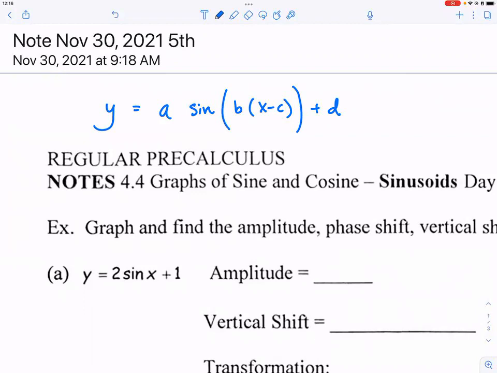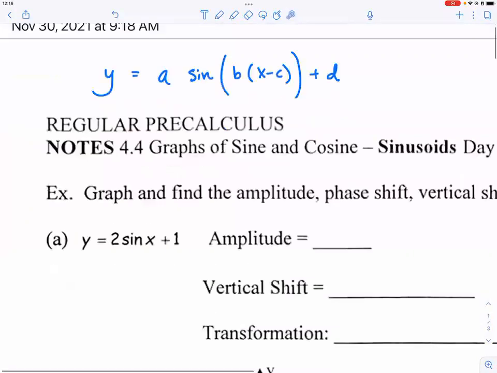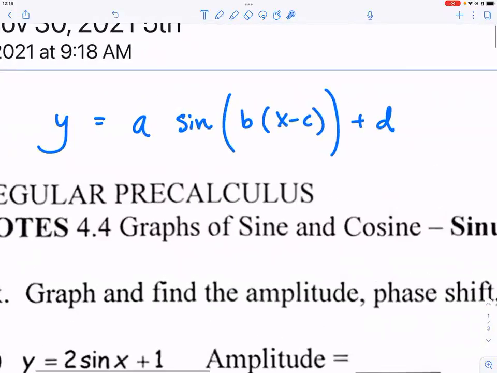So let's start from the letter D. What is the meaning of the number for D? This letter D means shifting up or down, the vertical shift, which we'll see in a moment. What about C? Shifting left or right. All right, so that's what C is. What about A? What's the meaning of A? Stretch, vertical, or compression, and also the reflection, the vertical reflection, reflecting across the x-axis. And B is for the horizontal stretch.